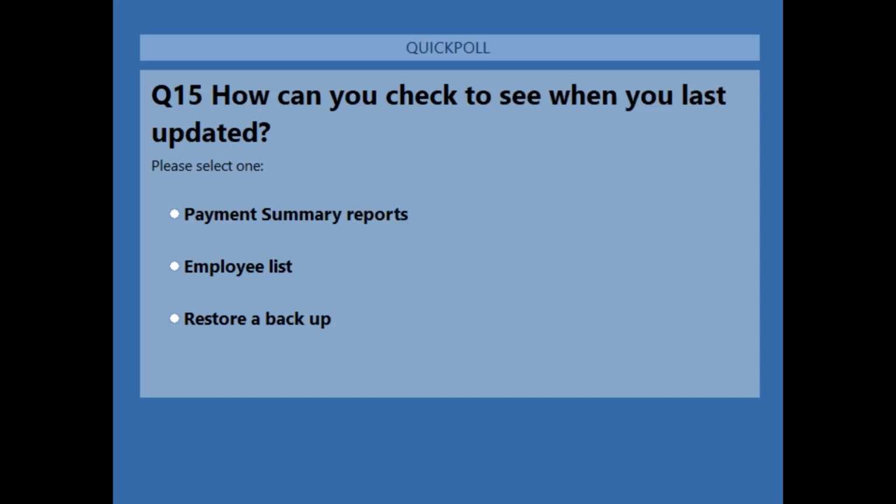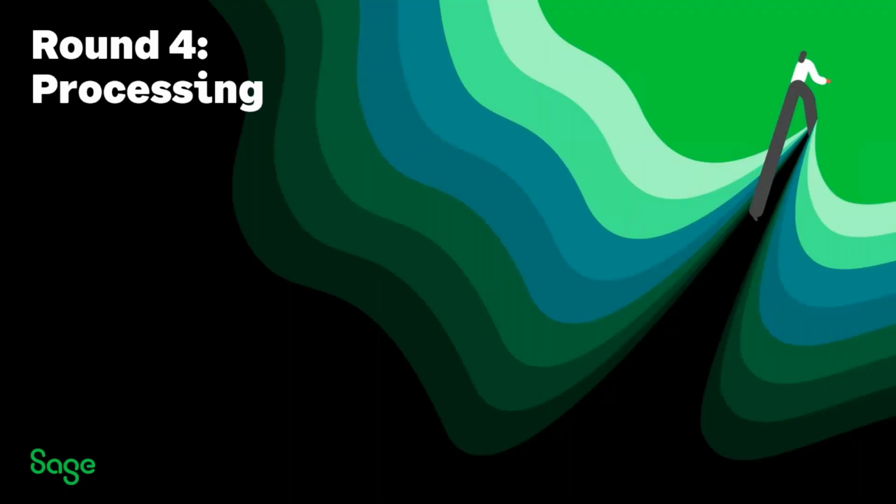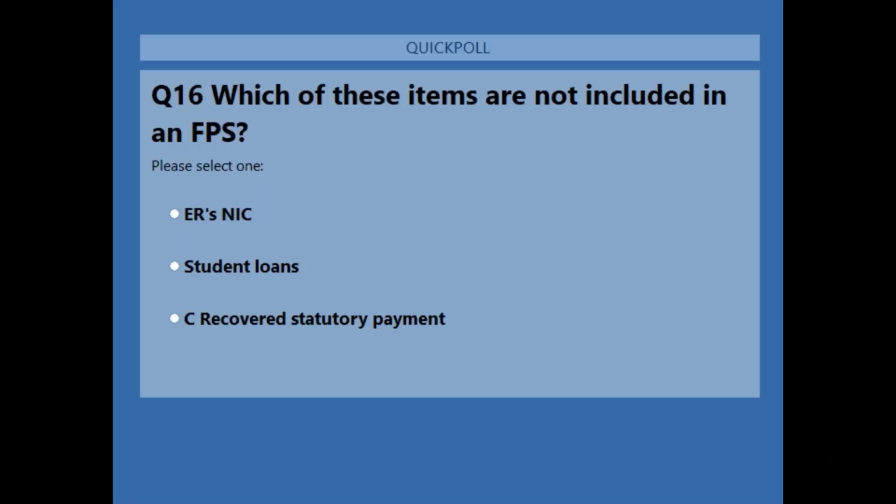Okay, so that is the minute up. So let's close that one down, and let's bring up the final question of the quiz, which is question number 16. We shall launch this one. So which of these items are not included in an FPS? Is it the employer's national insurance? Is it student loan amount? Or is it C, recovered statutory payments? Copy and paste failed me there. So is it recovered statutory payments? Which of course is option C on the list anyway.